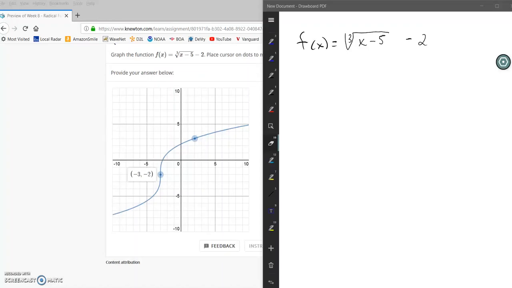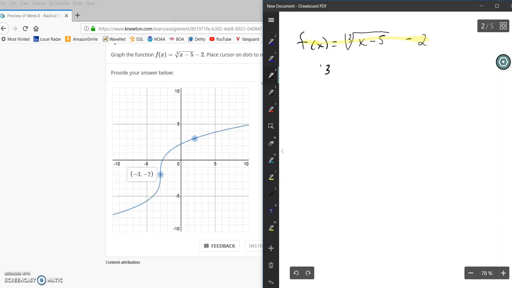Okay, I want to graph this function. It's f of x is equal to the cube root of x minus 5, minus 2. Let's take a minute or two to look at what we mean by cube root.